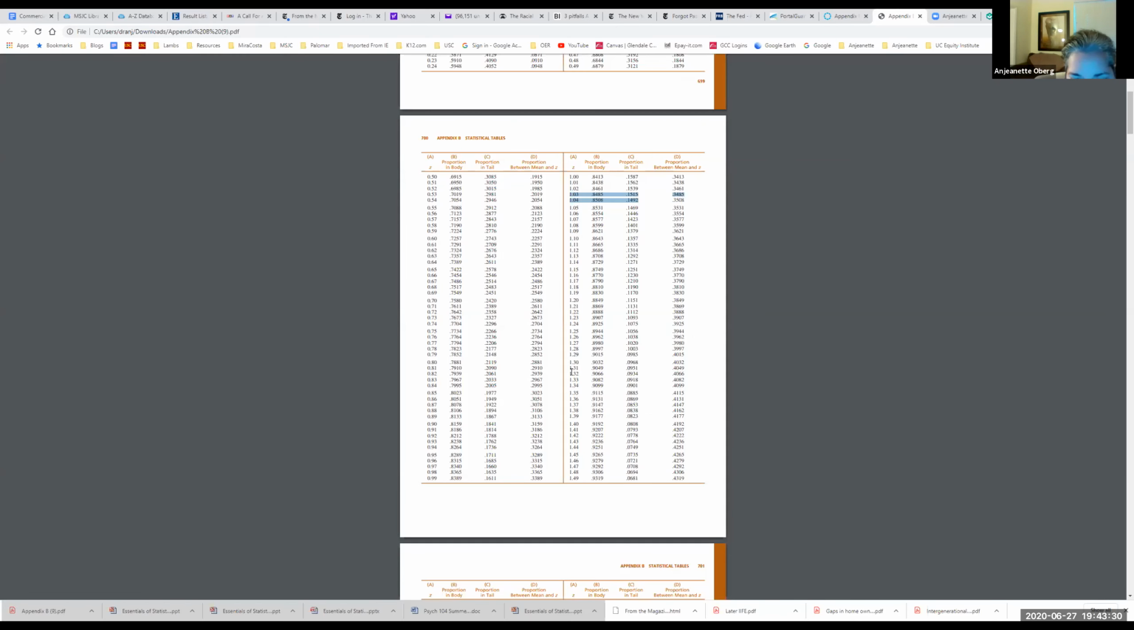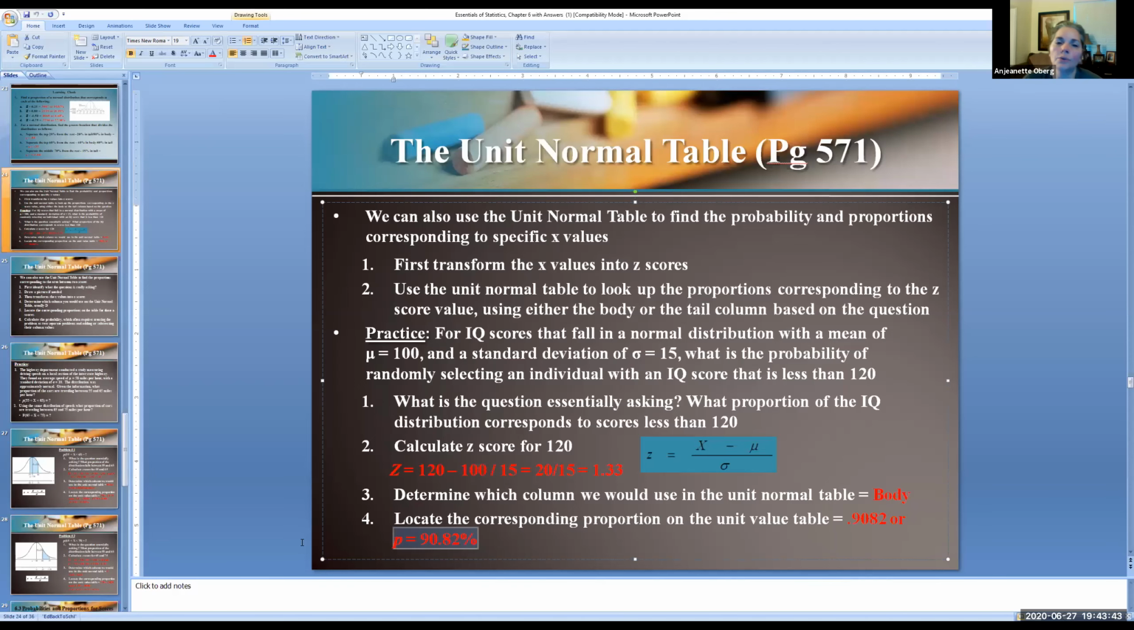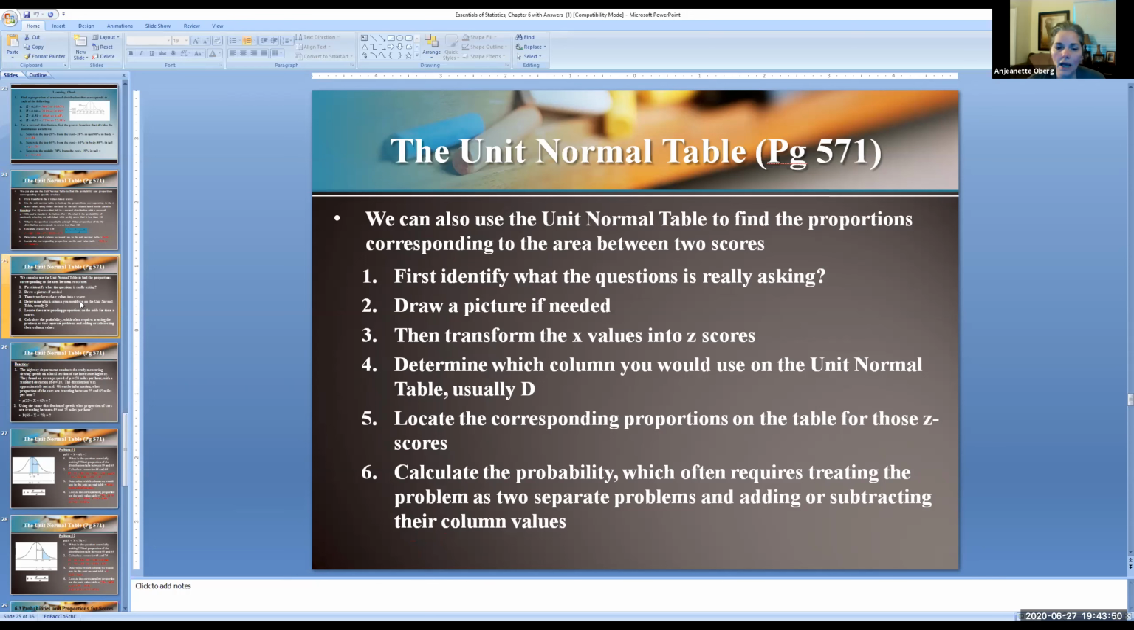And I'm going to look up a Z-score of 1.33, which is right here. The percentage in the body is 90.82%, okay? So lots and lots of practice built in. Hopefully that helps. You tell me, but I always like to draw a picture.